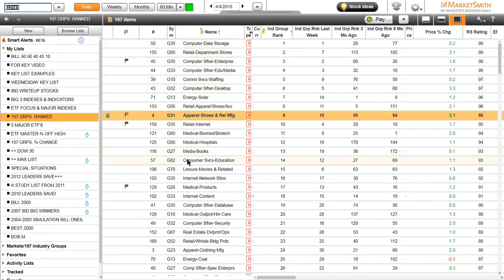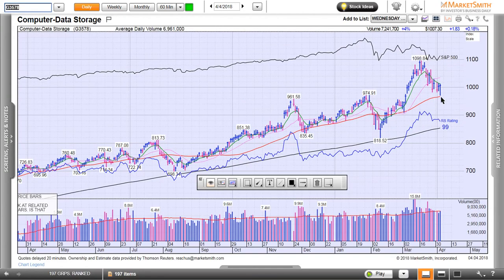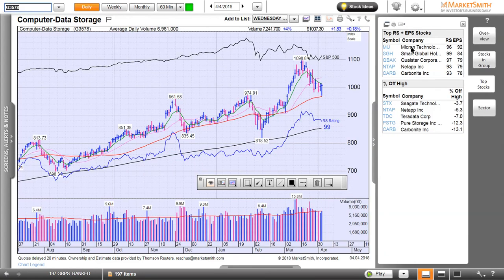Here they are. Computer data storage. It's the #1 group. Click on it. You can say, well, here it is. Fallen down to the 50-day, had a good move up, falls down to the 50-day. Here are the leading stocks in that group. Micron Technology, been in it. SGH, in it. That's how you do it. It makes it good for you.